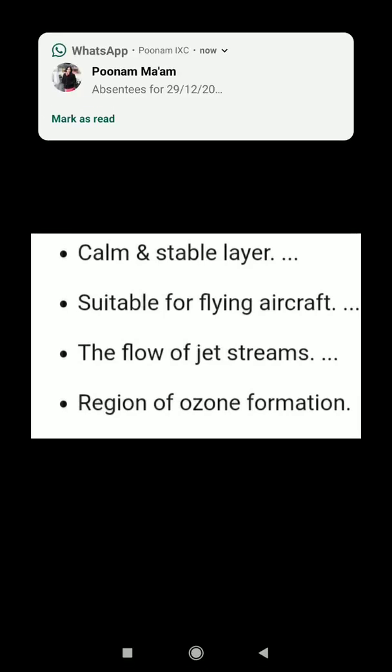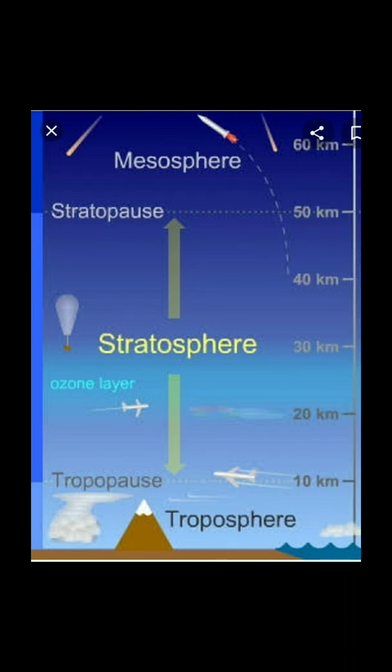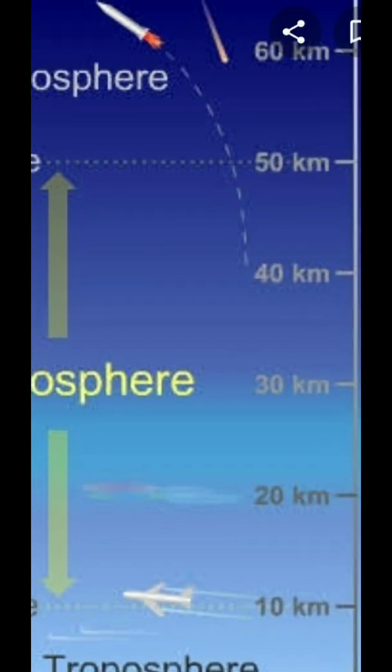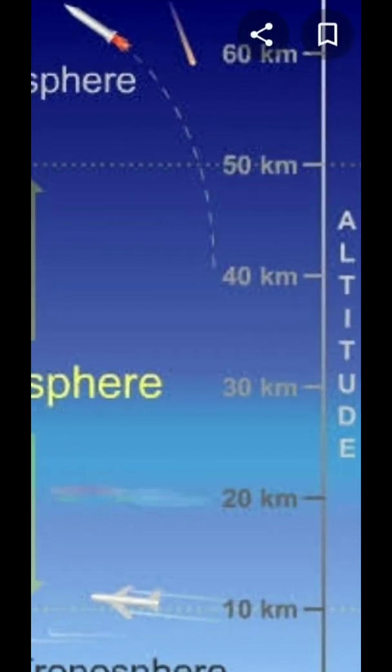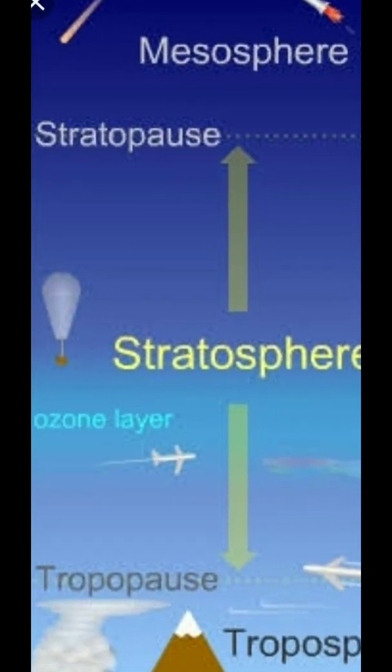And the flow of jet streams is also there, and the region of ozone formation. This is a much important point. Then the temperature rises from about minus 80 degrees Celsius at the tropopause to about 0 degrees Celsius in the upper part of the stratosphere. The upper limit of the stratosphere is called the stratopause, and it is about 50 kilometers above the ground. I think you can see here 50 kilometers.